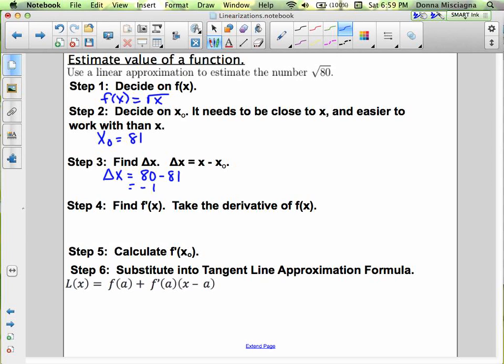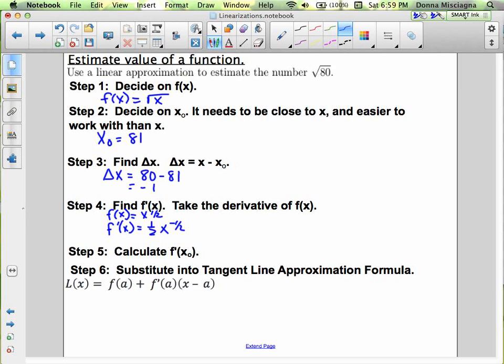All right, so now let's find the derivative. That's going to be part of our linear approximation model. As a reminder, our tangent line or our linear approximation formula is our value plus the derivative times the change in x. Right, so our derivative: f of x is x to the 1/2. We'll rewrite that. The derivative, just use the power rule, would be 1/2 x to the -1/2.